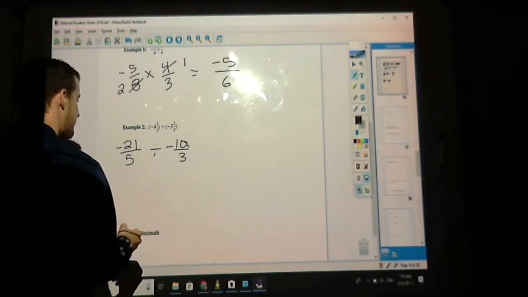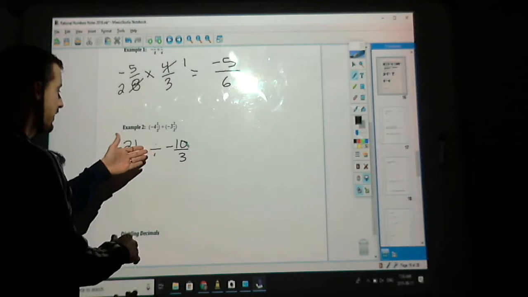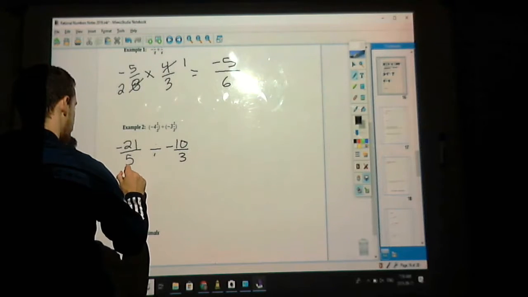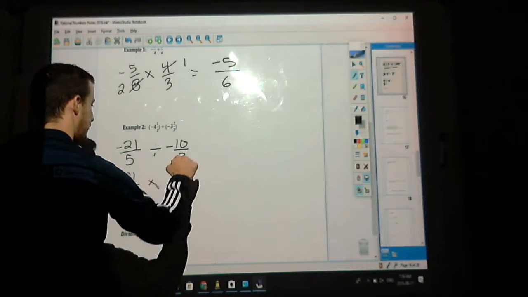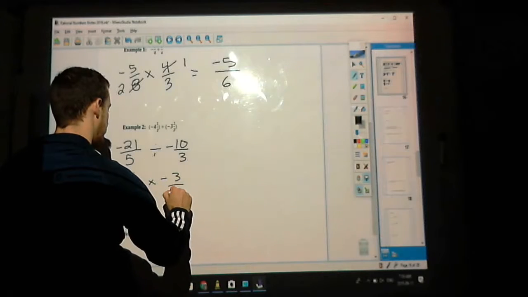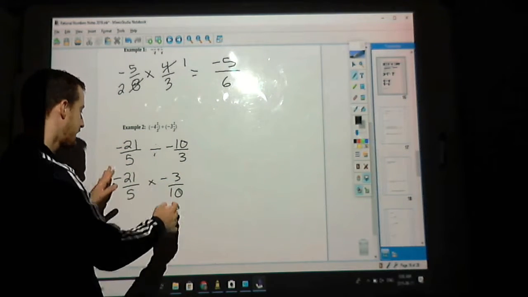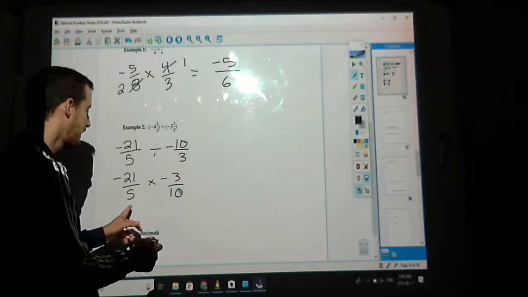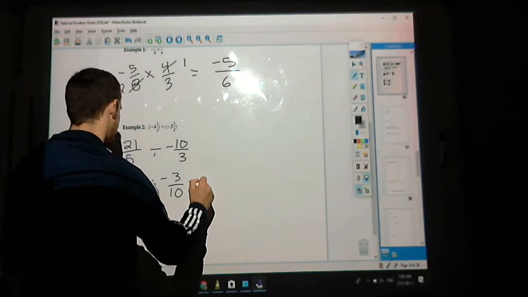Okay. So next step, we're going to change the sign from divide to multiply, and we are going to flip our fractions. So now we have negative 3 over 10. Okay, so unfortunately here we don't get any shortcuts. 10 and 21 have nothing in common. 5 and 3 have nothing in common. So we have to do it the good old-fashioned way, right?